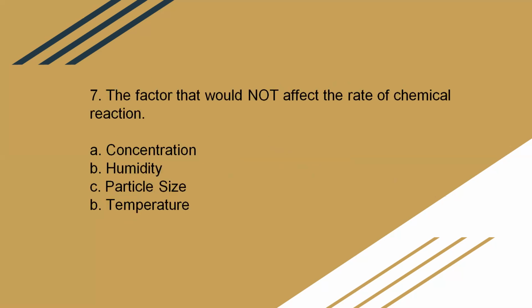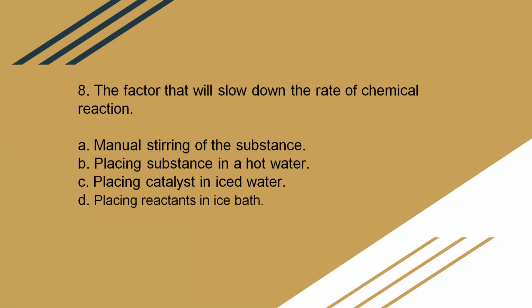7. The factor that would not affect the rate of chemical reaction. A. Concentration. B. Humidity. C. Particle size. D. Temperature. So that is letter B. 8. The factor that will slow down the rate of chemical reaction. A. Manual stirring of the substance. B. Placing substance in hot water. C. Placing catalyst in ice water. D. Placing reactants in ice bath. So that is letter D.